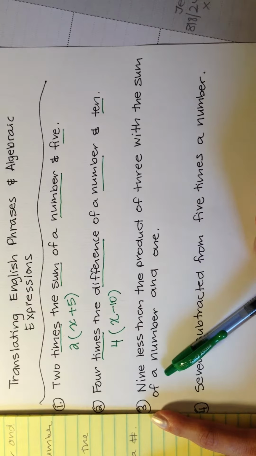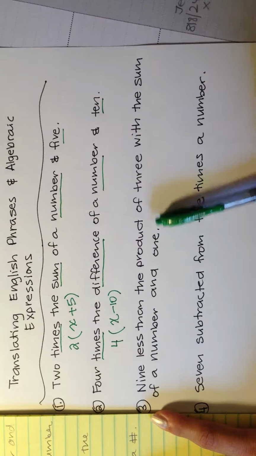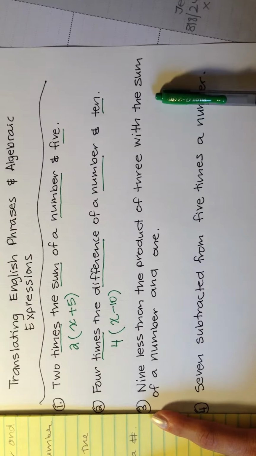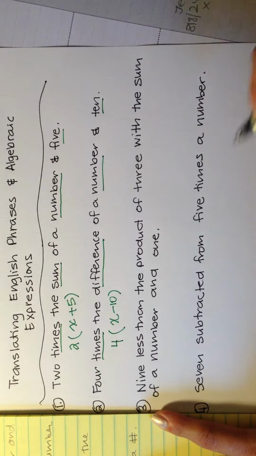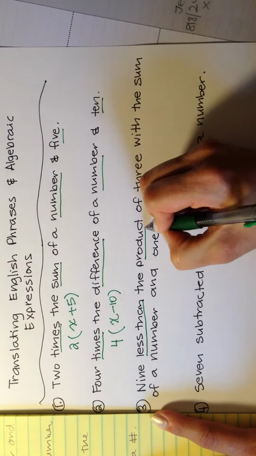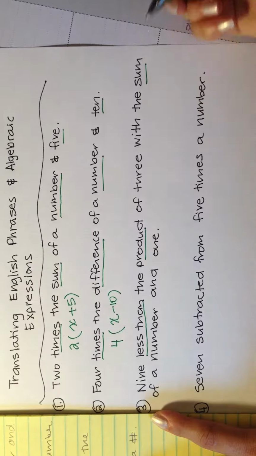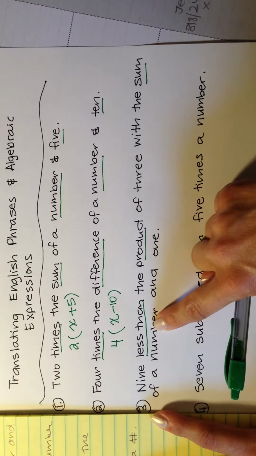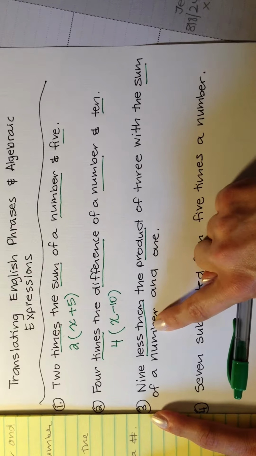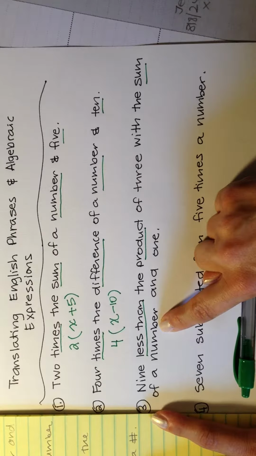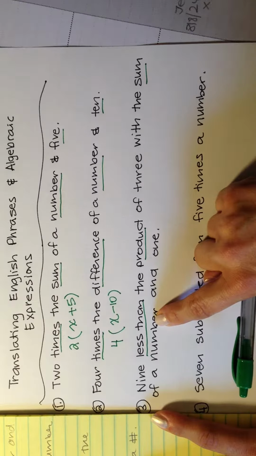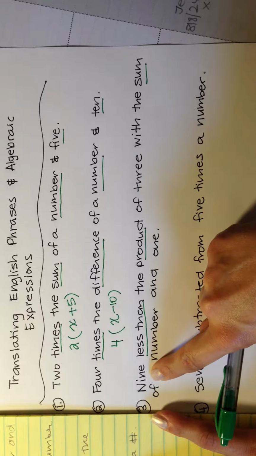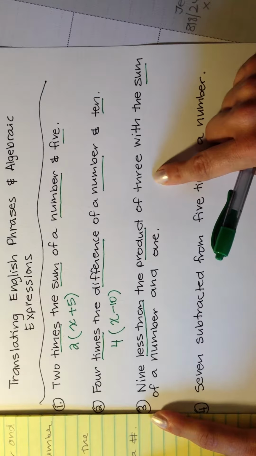Next, 9 less than the product of 3 with the sum of a number and 1. So we underline less than, product, and then also sum. So we have to be careful here. When you see less than, it implies to subtract. When you subtract, you need to put everything in the correct order. When you see less than, it's going to be the opposite order, meaning 9 will be written last. And the second part here will be written first. It always works like this for less than.